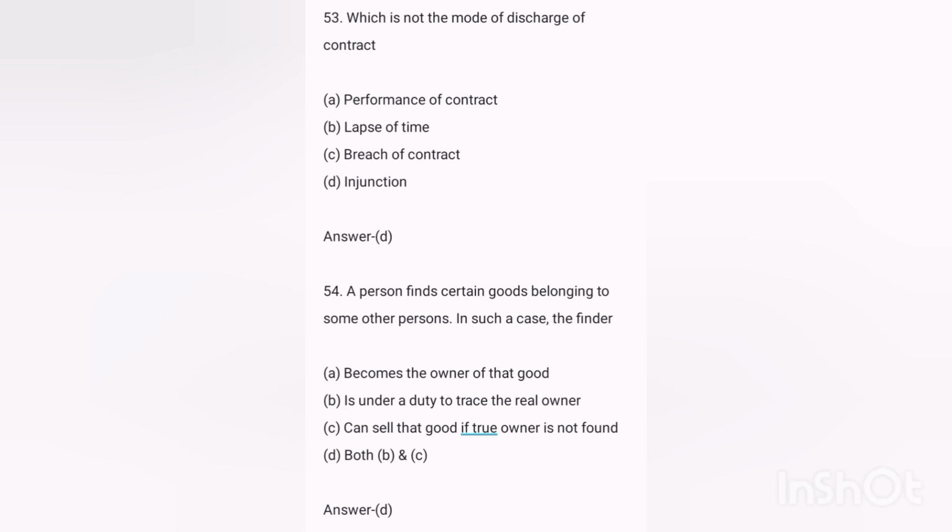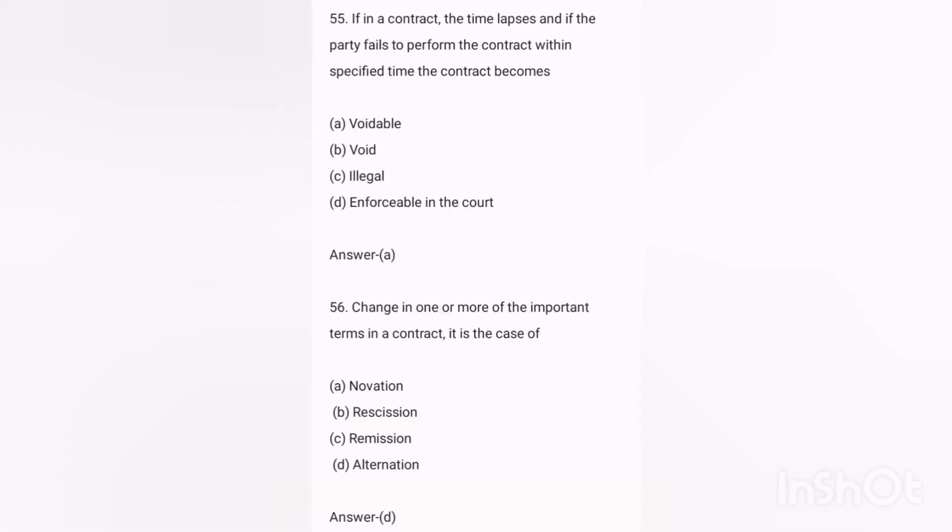Next, a person finds certain goods belonging to some other person; in such a case the finder. Answer was D, both B and C. Next, if in a contract the time lapses and the parties fail to perform the contract within the specified time, the contract becomes voidable. Answer was A. Next, change in one or more of the important terms in a contract is the case of alteration. Answer D.